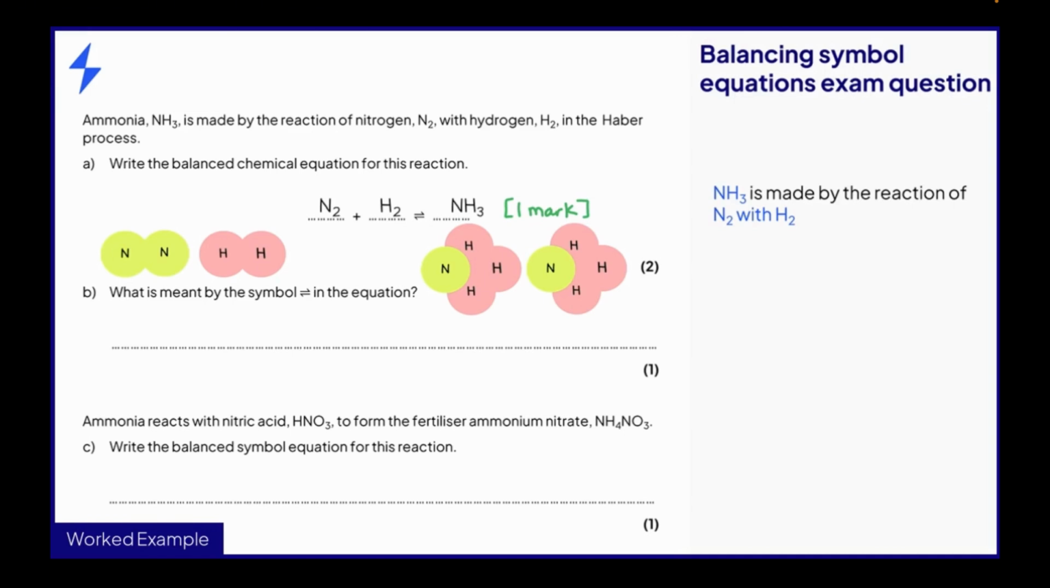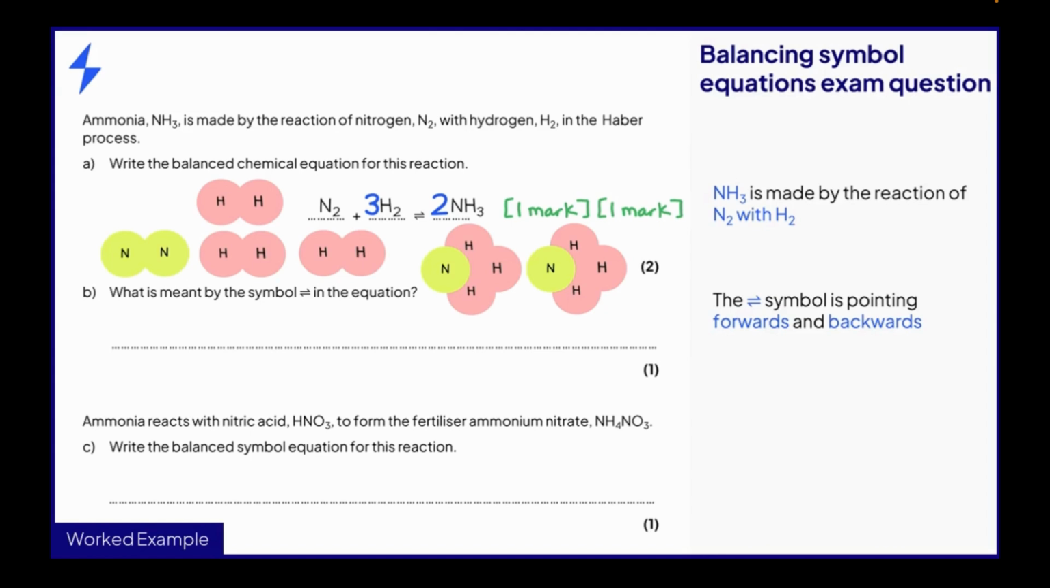This means that we now have 6 hydrogen atoms on the right-hand side, which can be made using 3 hydrogen molecules. Overall, we have one nitrogen molecule reacting with 3 hydrogen molecules to form 2 ammonia molecules. Correct balancing gains the second mark. In Part B, the symbol with 2 arrows pointing forwards and backwards shows that the reaction is reversible.